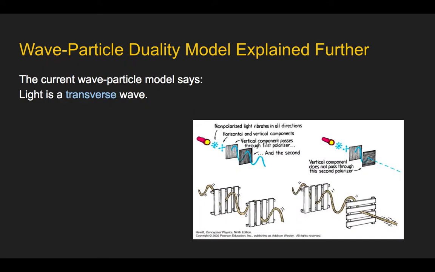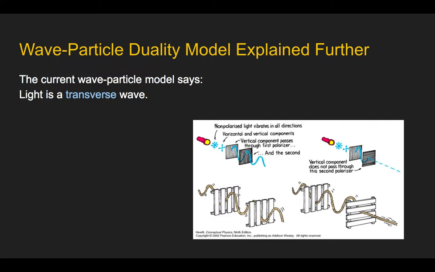Okay. So first and foremost, light is actually a transverse wave. We haven't talked about that before, but sound was a longitudinal wave, at least when it's going through air. Light is a transverse wave.